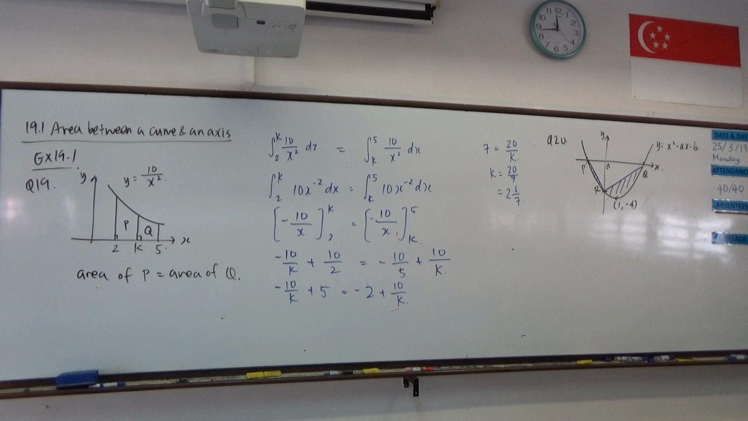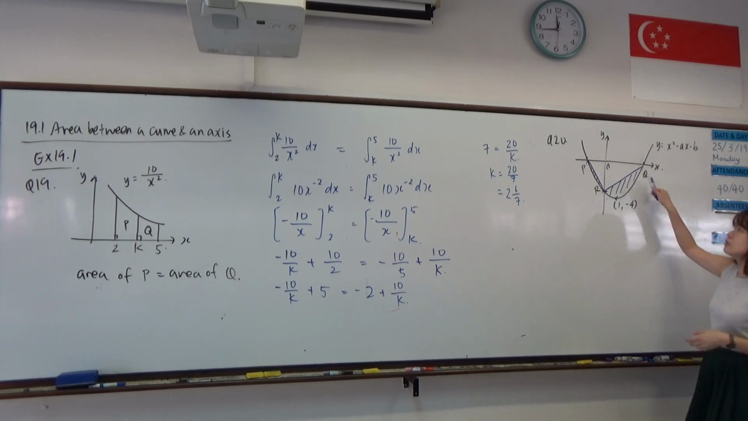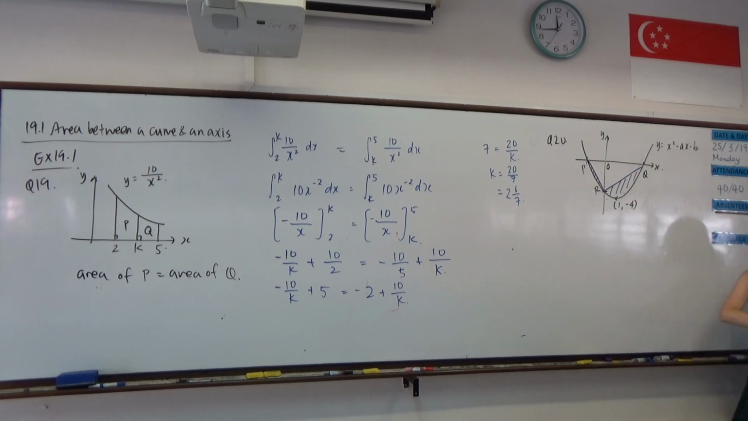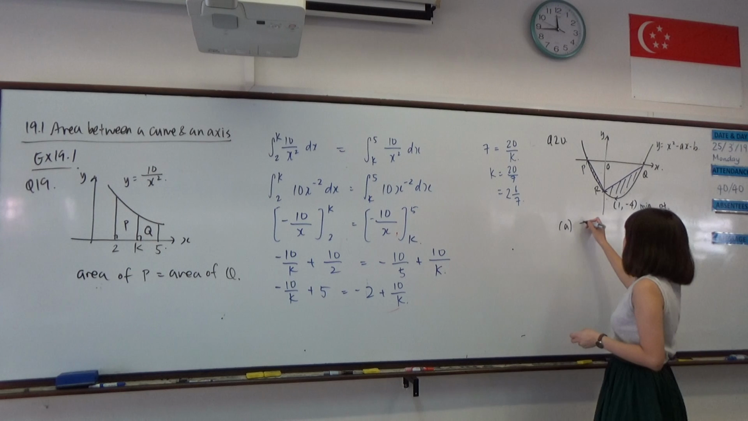The question gives you a diagram that shows part of the curve y equals x squared minus ax minus b, so it's a quadratic curve. It says that it cuts the x-axis at P and at Q, and it also cuts the y-axis at R. The question also says that there is a minimum point at y equals negative 4. So this is a minimum point. First part of the question, they want you to find the values of a and b.